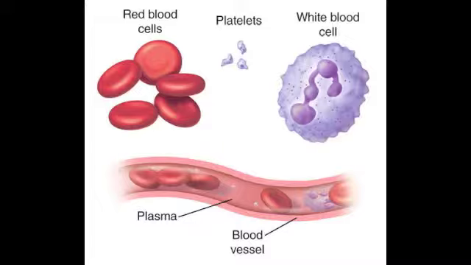Eosinophils and basophils are responsible for allergic responses. Platelets are large cells that are found in the bone marrow and function to clot blood.